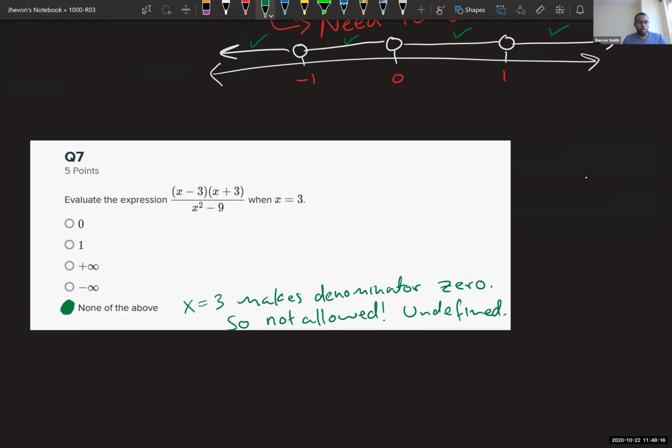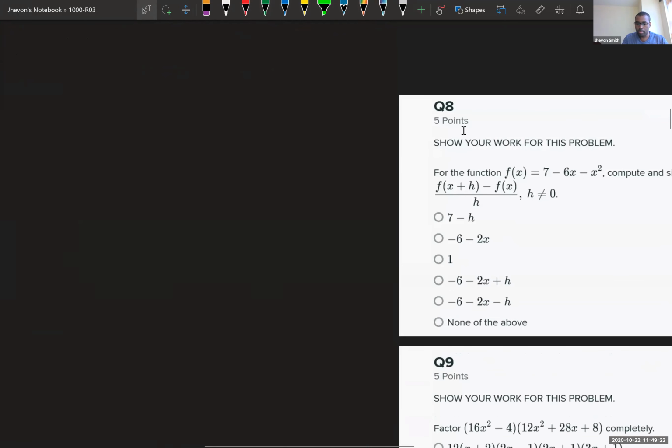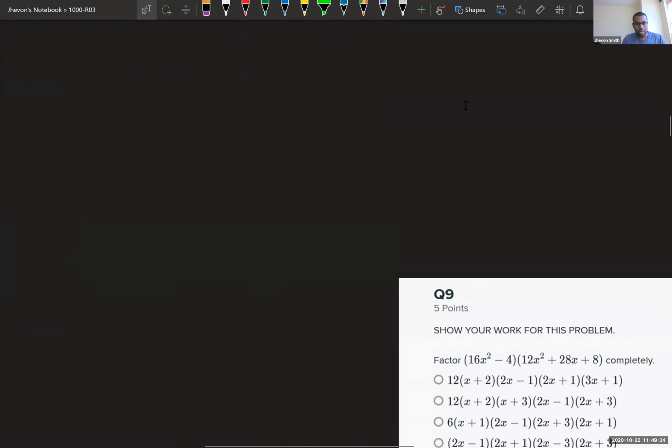So that was another one where it was sort of a concept check. You didn't really even have to do anything. Just notice that the denominator would have been 0 and you're good.